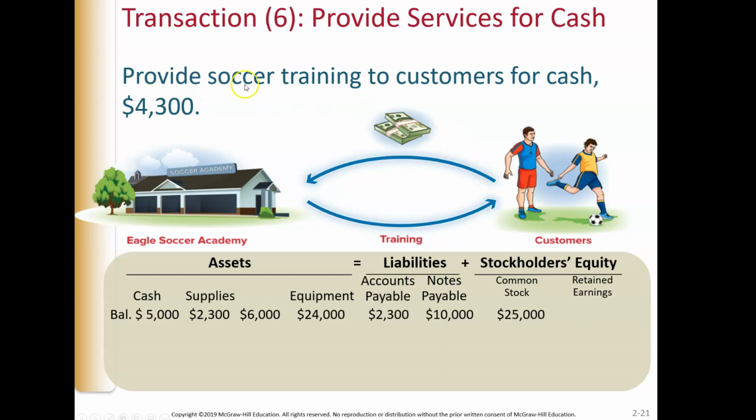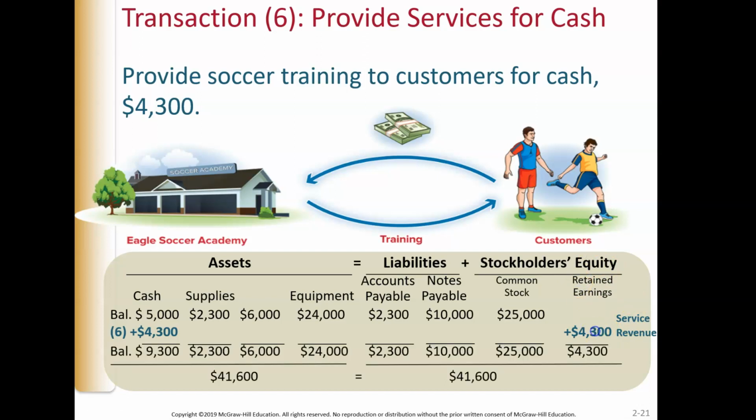Okay. We provide soccer training to customers for cash, $4,300. There's that term, cash. How much cash did we get? We got $4,300. So we know our cash is going to increase by $4,300. This is what we do in our business, is we do soccer training. So we're going to increase retained earnings. In other words, we're going to increase revenue, which increases retained earnings by $4,300. And we're still in balance.